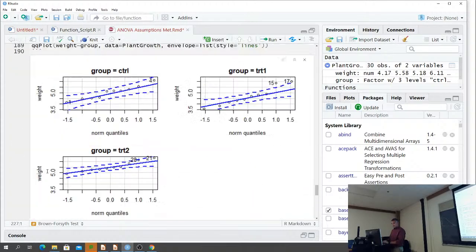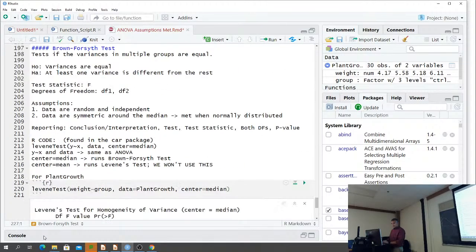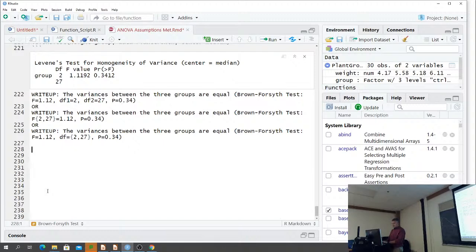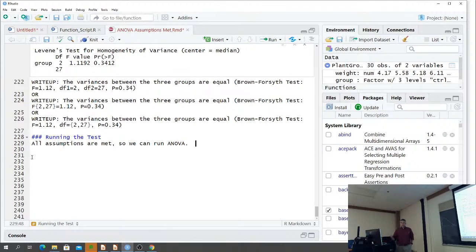All right. 3, checking assumptions. All right, so we have now checked all assumptions. All assumptions are met, so we can run ANOVA. This is going to be a 2-step process.